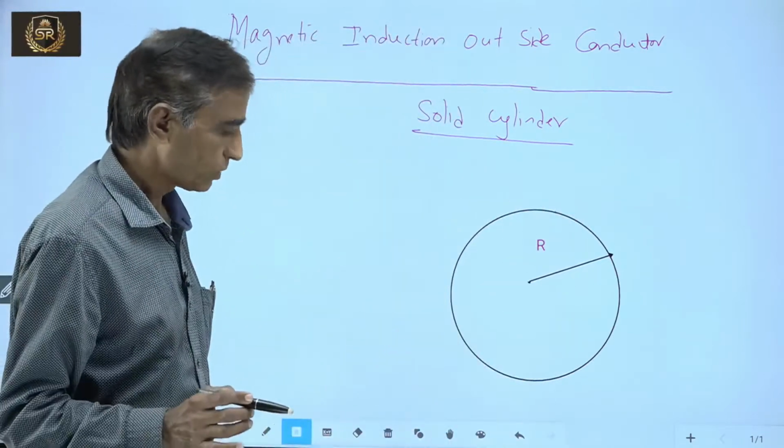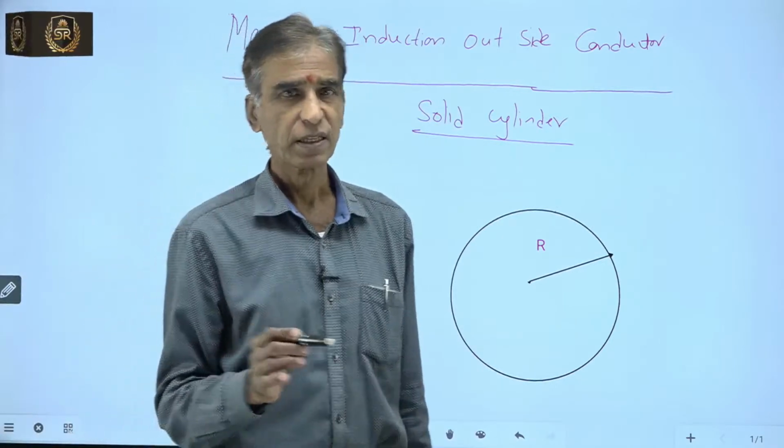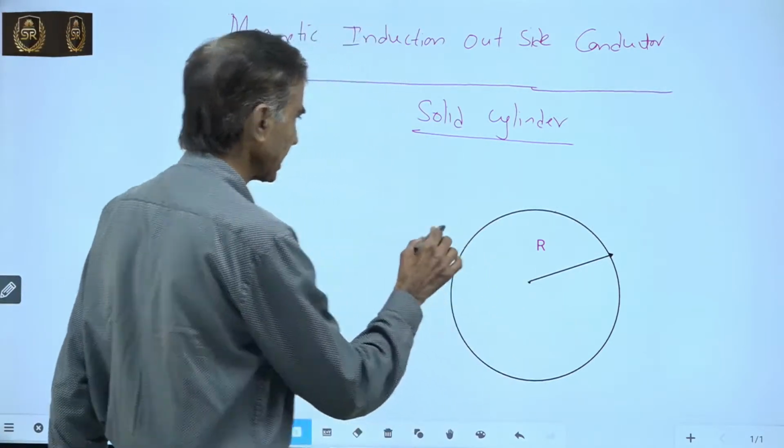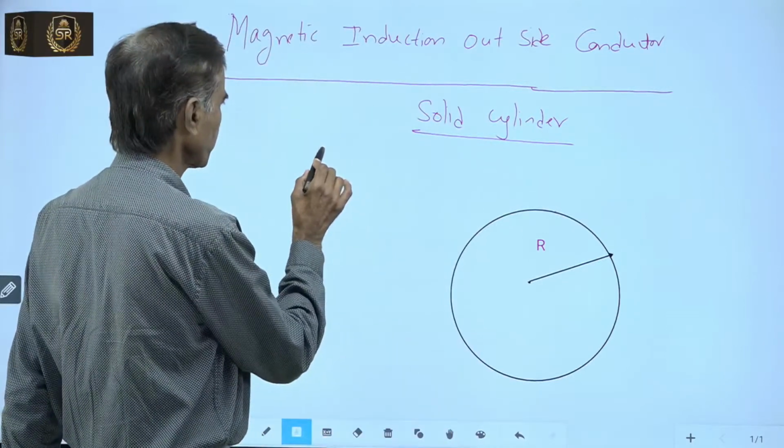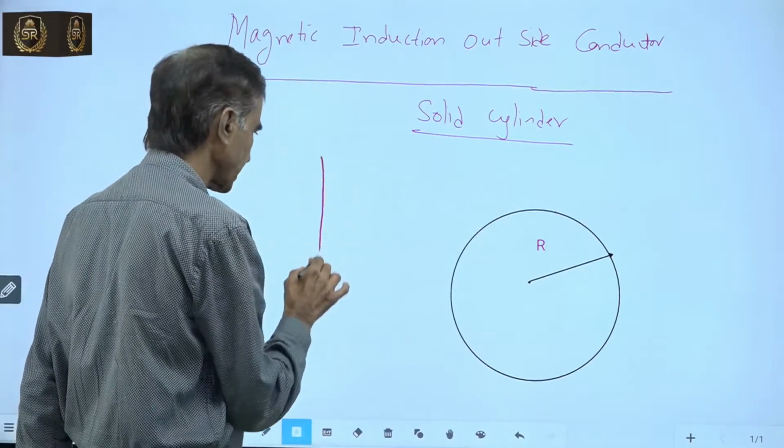Now, what we want to find is: this conductor is carrying a current I and it is uniformly distributed. See, this is our conductor, like a cylinder.